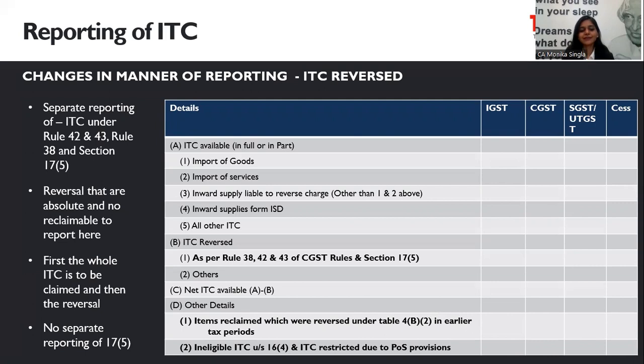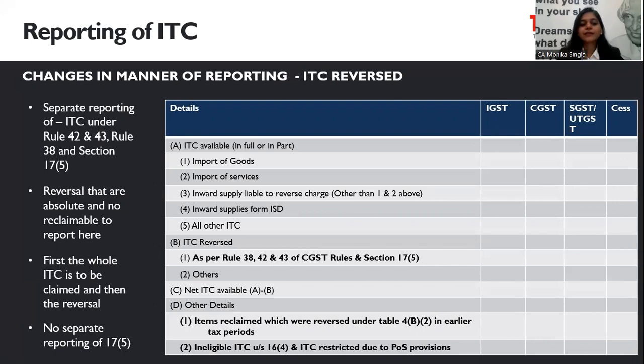Now, let us discuss the reporting requirement as provided in table 4D. 4D contains the other details such as ITC reclaimed which was reversed under table 4B2 in earlier tax periods. So this contains the detail of the ITC that was claimed, then reversed, and now we are reclaiming it. So this reclaim of ITC will be reported in table 4D1.